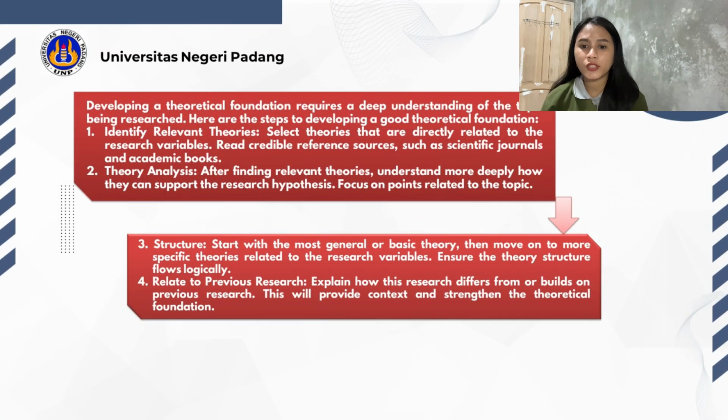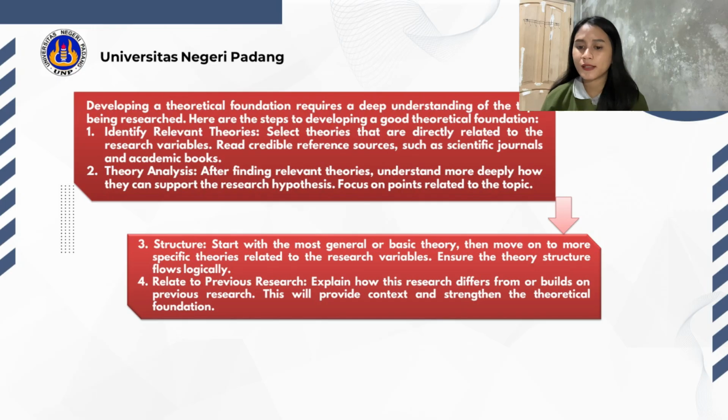Developing a theoretical foundation requires a deep understanding of the topic being researched. Here are the steps to developing a good theoretical foundation. 1. Identify relevant theories. Select theories that are directly related to the research variables. Read credible reference sources such as scientific journals and academic books. 2. Analyze theory. After finding relevant theories, understand more deeply how they can support the research hypothesis. Focus on points related to the topic.